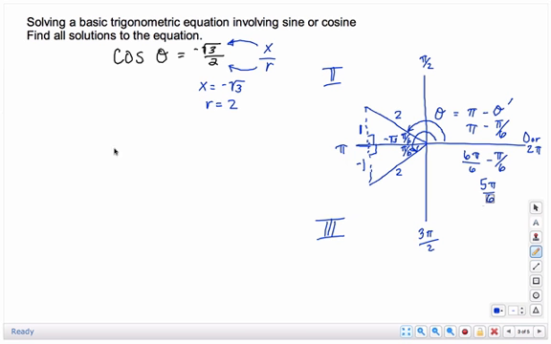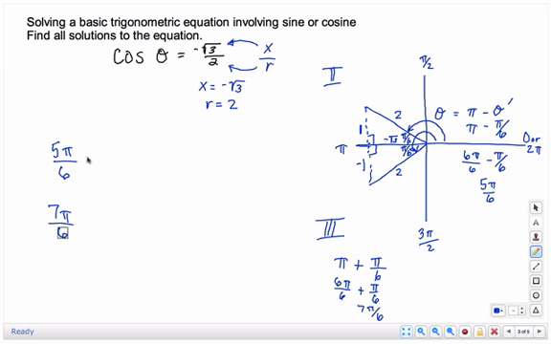Okay, so I'm going to write that over here. And now in quadrant 3, remember, I'm going to go all the way to pi, and then add my reference angle. So I'm going to rewrite pi as 6 pi over 6 again, plus pi over 6, and that gives me 7 pi over 6. So those are my angles.